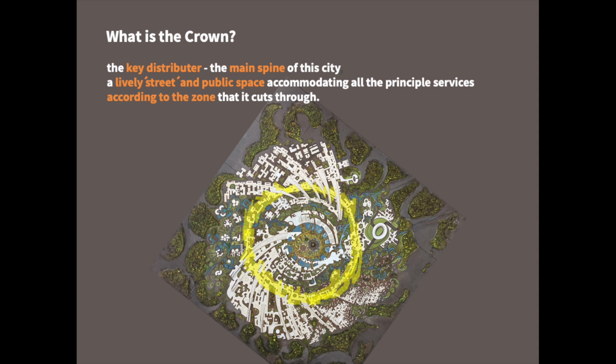It is a lively street and public space, accommodating all the principal services according to the zone that it cuts through. Normal cities, where the urban fabric is tight, where there are walkable and narrow streets, you see uniform fabric, you take any old city. But Roger tried to deliver a green city with this high density with 18 stories, and he made a beautiful mix that is unforeseen, where the fabric is completely diverse, so all experiences are possible.